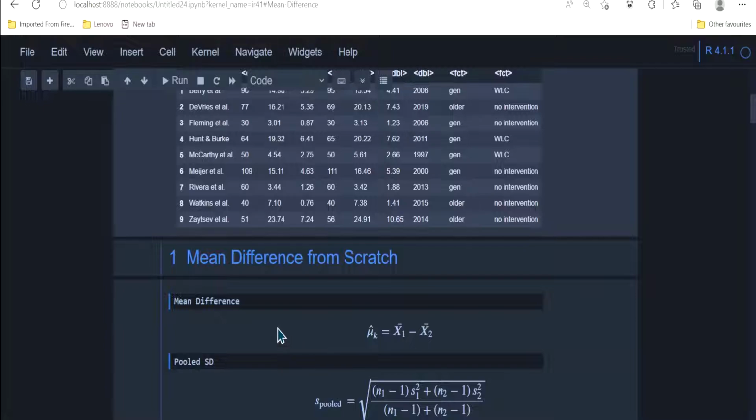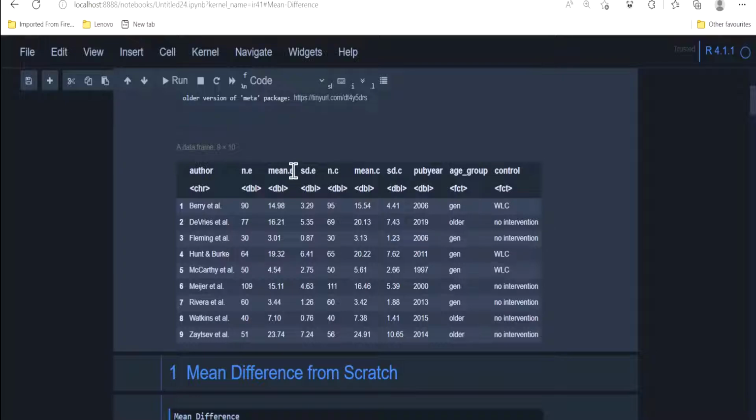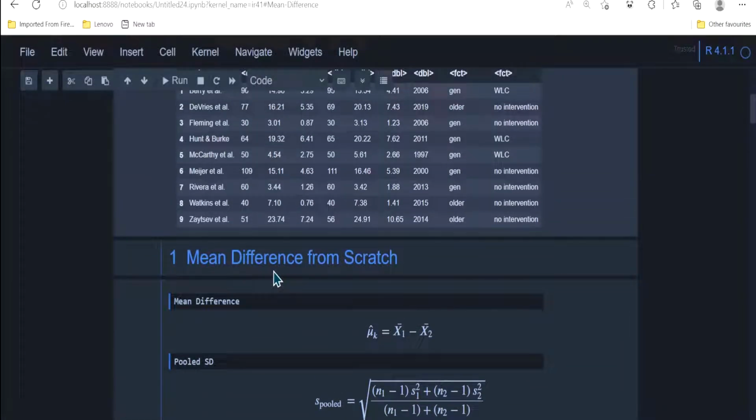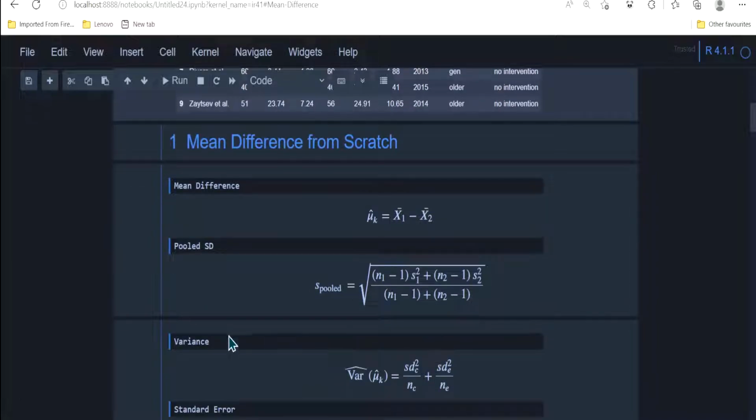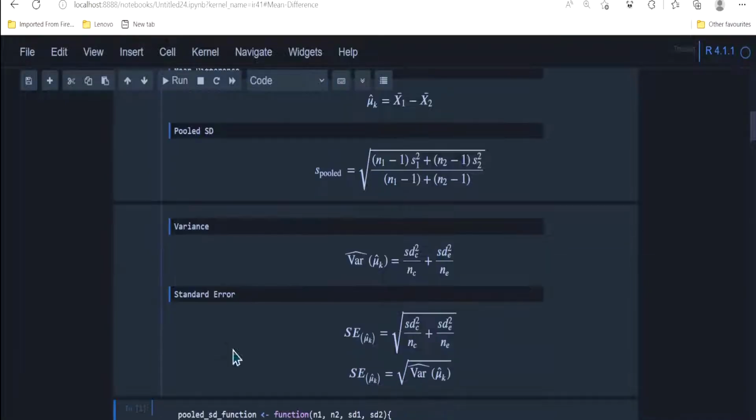As I demonstrated last time, the mean difference is calculated this way: the mean in the experimental group minus the mean in the control group. That gives you the mean difference. After that, you need a pooled standard deviation and the variance, because the variance is what you need in the inverse variance pooling method. The variance is the standard deviation of the control group squared divided by NC, plus the standard deviation of the experimental group squared divided by NE. From that variance, because you need to calculate confidence intervals, you need a standard error. The standard error is just the square root of the variance. That's how you calculate it.